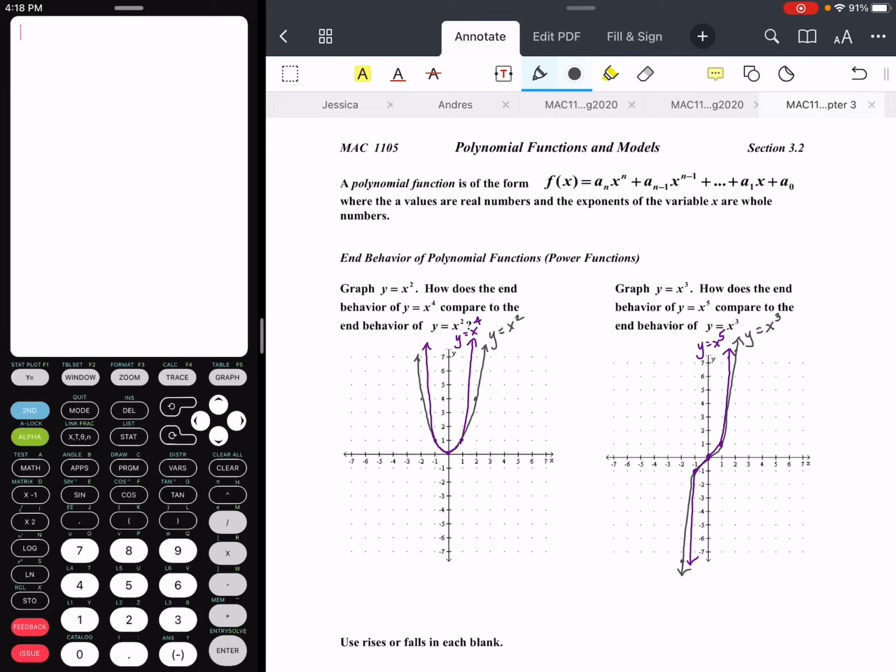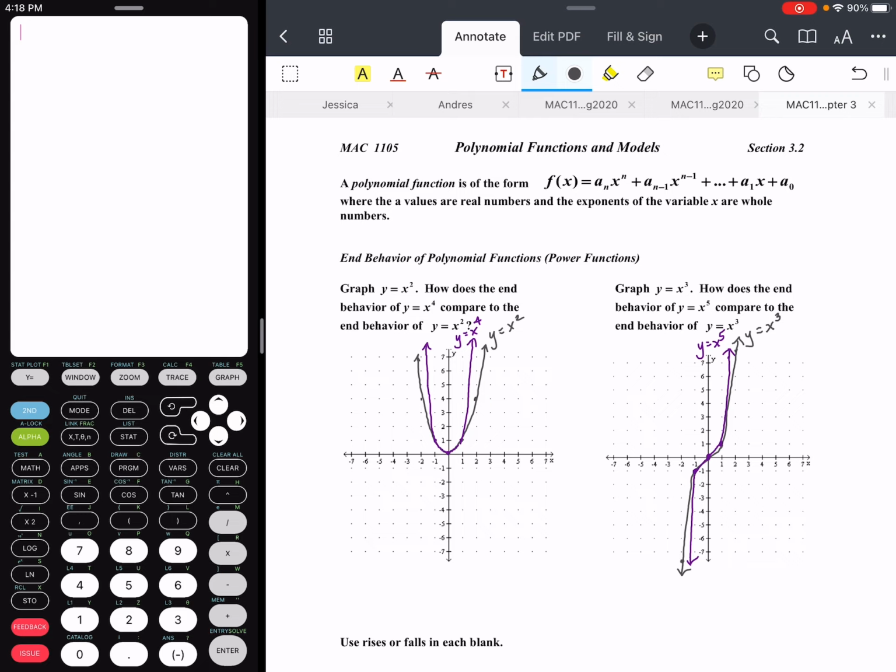All right, in this section, we're going to start picking apart our polynomial functions. Before, we were looking at quadratic functions, and that's an example of one specific type of polynomial function. But now we could have x cubed, x to the fourth, x to the fifth. So we're going to have higher degree polynomials in this section.